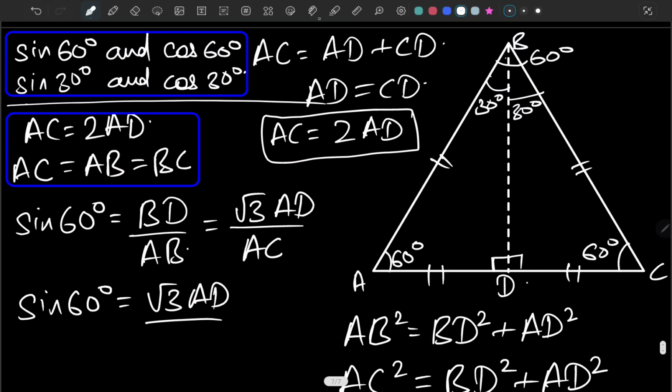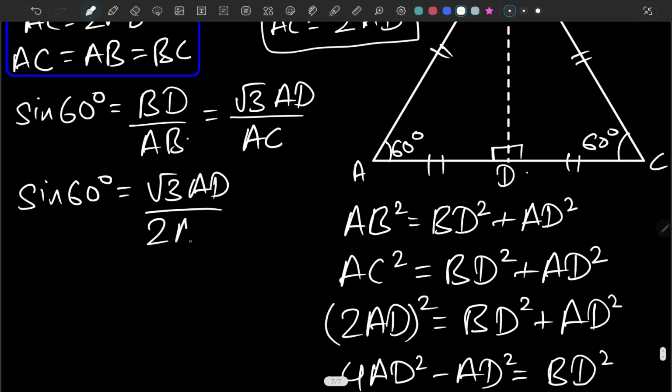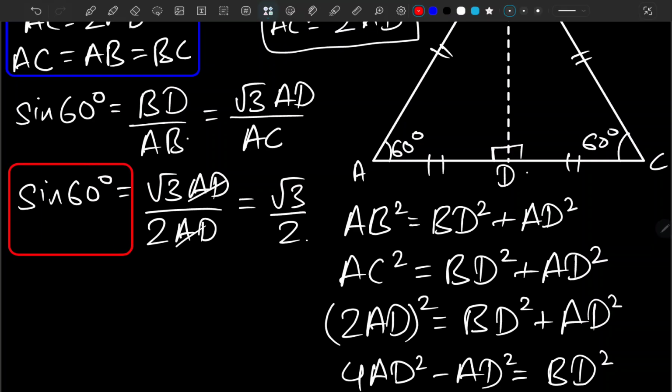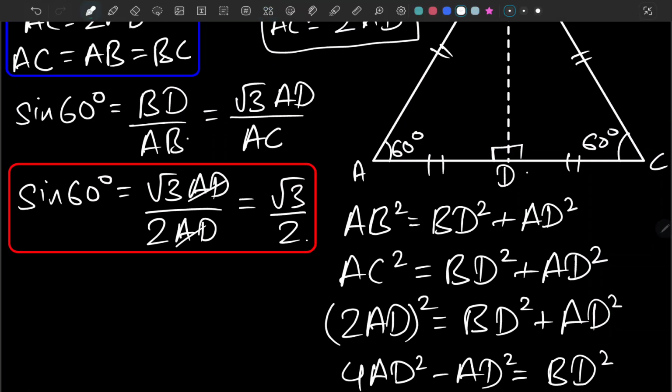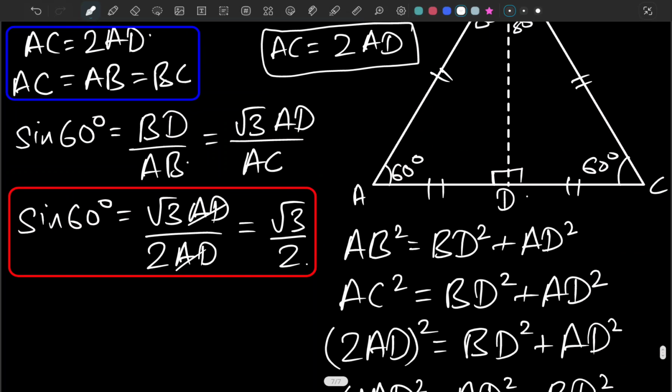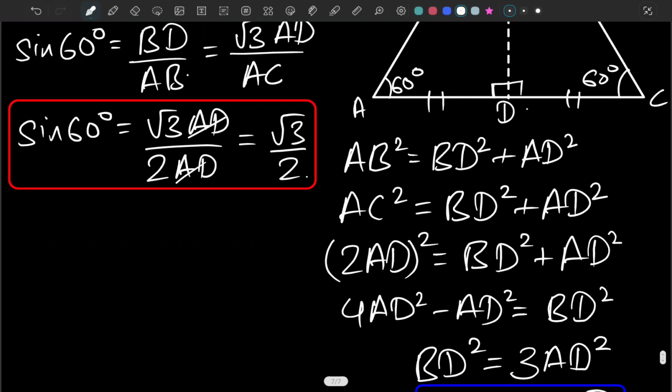AC, from this equation, is 2 times AD. So it's 2 times AD, and AD cancels out, and we are left with the square root of 3 over 2. Wasn't that literally amazing, guys? Literally, that was just a play of triangles and some geometry. Wow, that's ridiculously amazing.